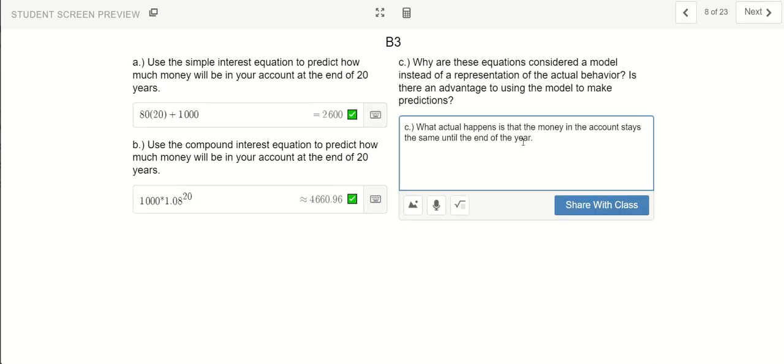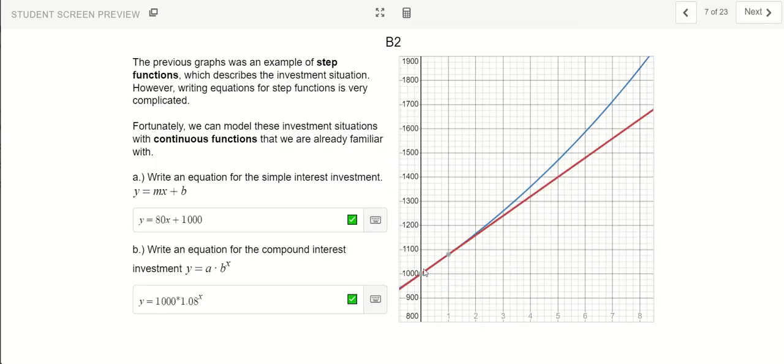But this can be useful to predict the amount of money at the end of each year. So in between, it's not really accurate, but at each endpoint, it is accurate. I know that after 1 year, I made this amount. After the next year, I made that amount. So it was accurate there.